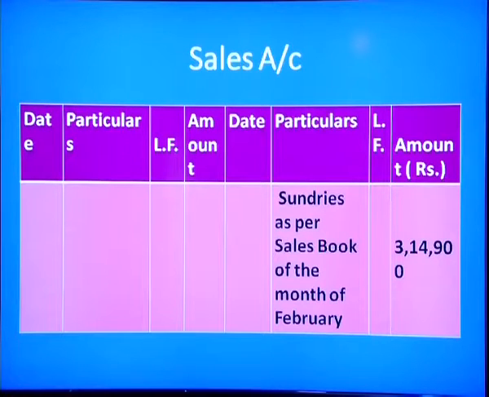As a last item, sales account, you have to write sundries as per sales book of the month of February. That is, you will write in the particulars column on the credit side and the amount in the respective column.